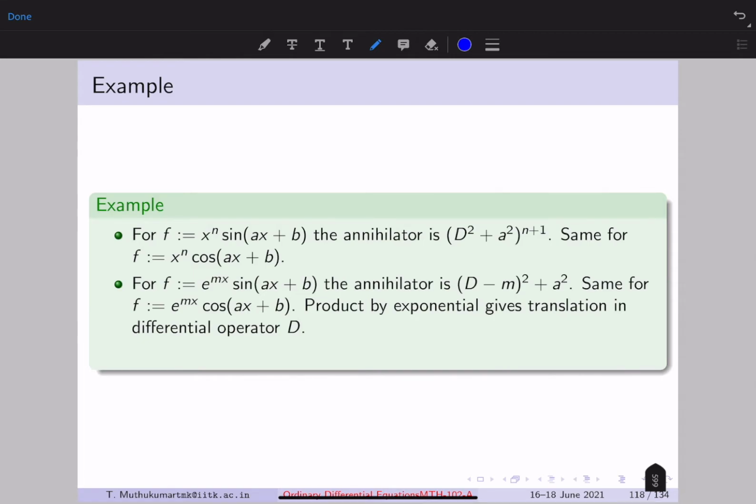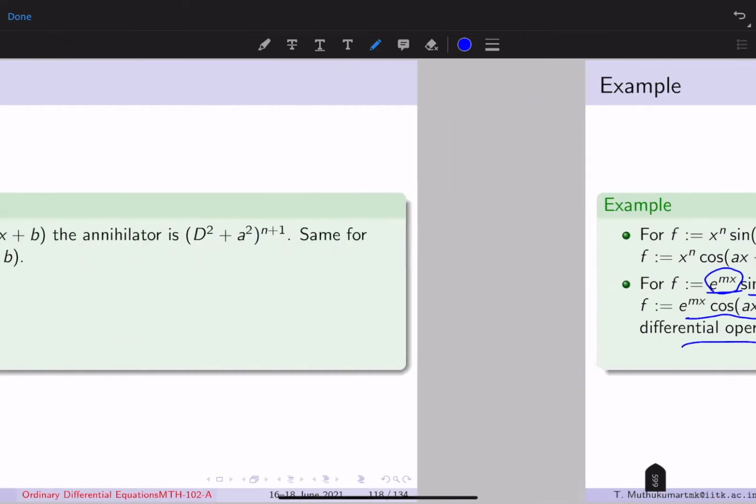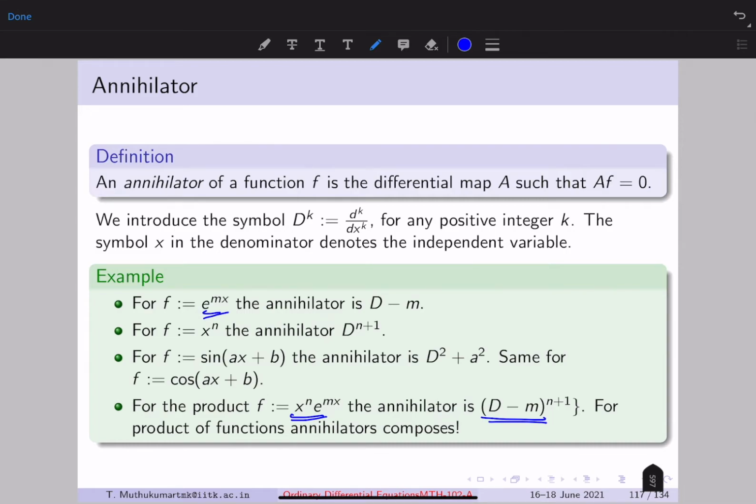This is again an example of a pointwise product of an exponential and a trigonometric polynomial. For the trigonometric polynomial, it was D^2 plus a^2, and when you compose it with the exponential e^(mx), the D becomes D minus m. So you have (D minus m)^2 plus a^2. Similar thing for this. So product by an exponential gives a translation in the differential operator. For the exponential, the operator is D minus m, and for sine it's D^2 plus a^2. So when you compose them, you actually have (D minus m)^2 plus a^2.